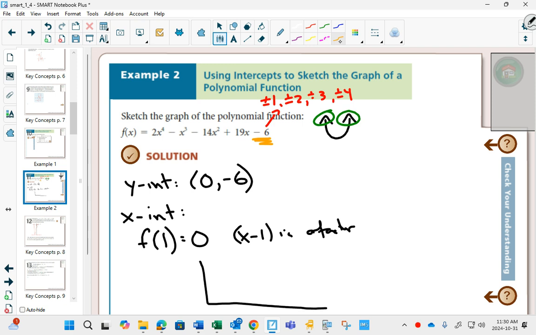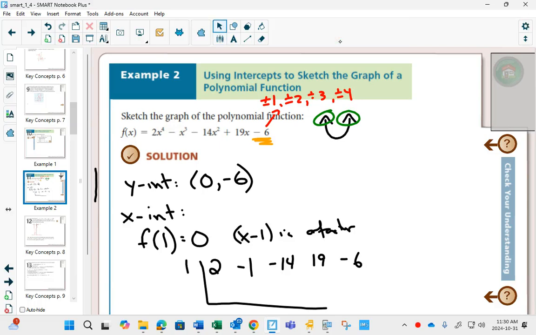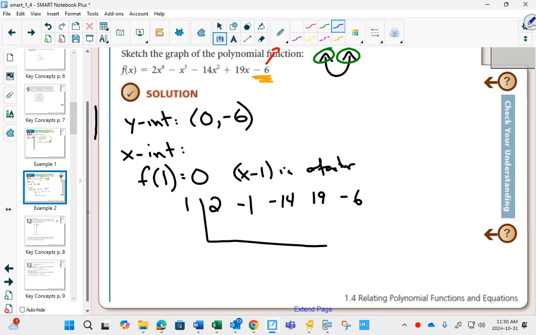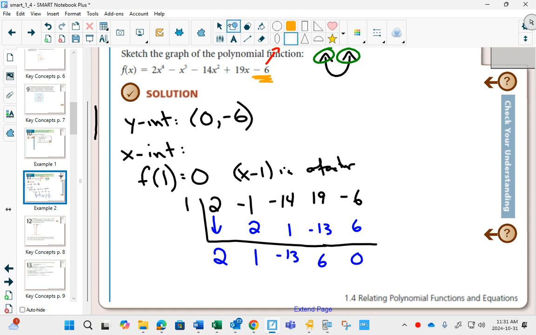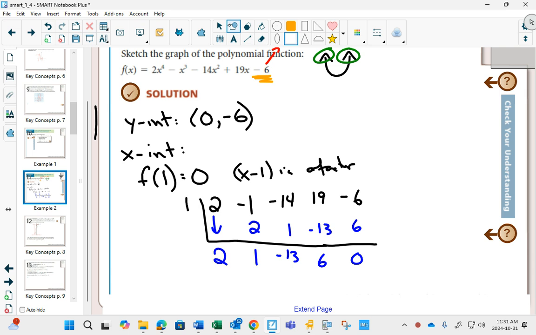Go to synthetic division. Everything is in the right order. Nothing is missing. 2, minus 1, minus 14, 19, minus 6. And if you're dividing by x minus 1, there would be a +1 out in front. Bring down your first number. Multiply, add, multiply, add, multiply, add, multiply. Perfect. That's exactly what we wanted. We wanted a remainder of 0.